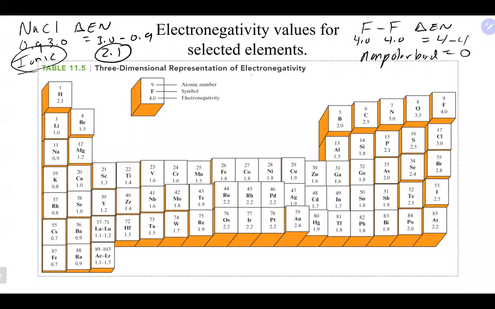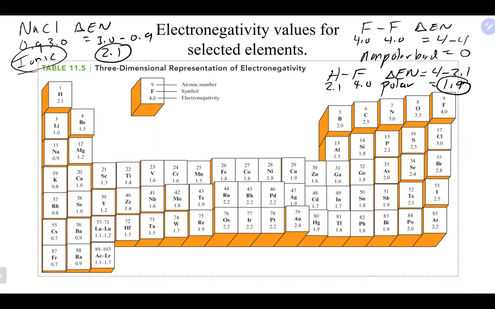If we look at HF, which we also looked at before, H is 2.1, I believe, and F is 4. So the difference in electronegativity here is going to be 4 minus 2.1. That is a 1.9 difference. And that would tell us that this would be a polar bond. 1.9 is pretty close to 2, where 2 is kind of our cutoff for ionic bonds and those electrons being transferred. So you can see there are degrees of unequal sharing, and this is pretty unequal sharing, but it's still hanging on, like I said, to the hydrogen in this particular case.